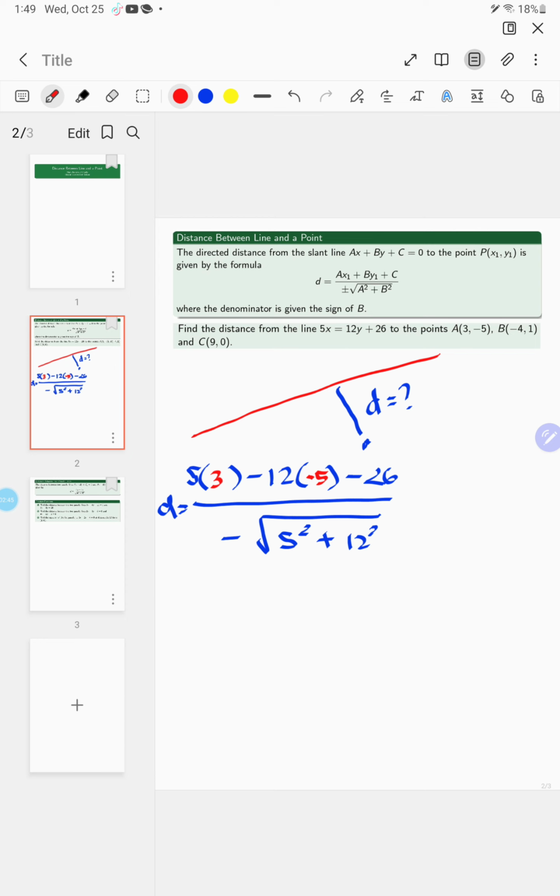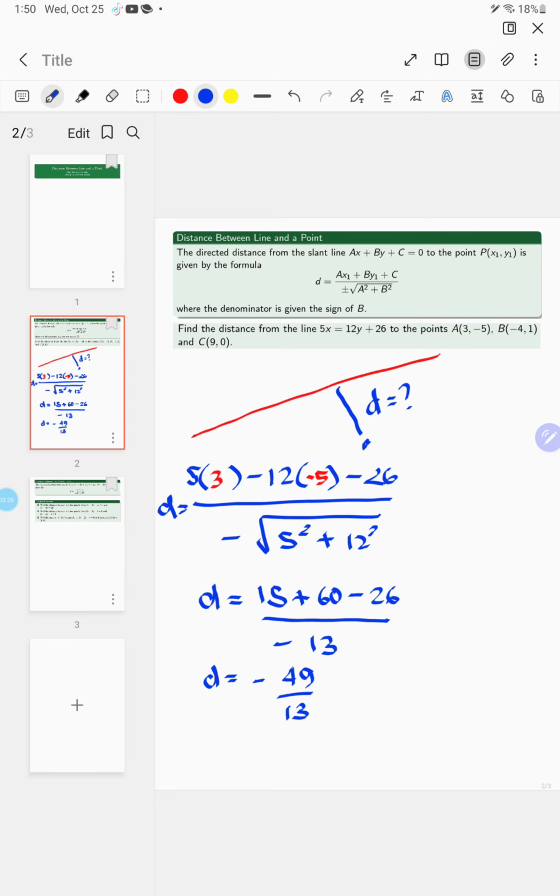We do the math. So d equals 15 plus 60 minus 26 all over negative square root of 5 squared, that's 25, plus 12 squared, 144. Adding it, 169. So the square root of 169 is 13. Then for the numerator, 60 minus 26 is 34. Plus 15, that will be 49. So that will be negative 49 over 13.